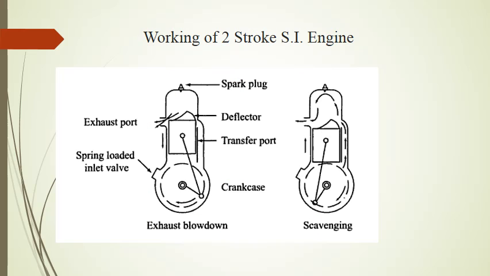Now we'll discuss the working of two-stroke engines. In the diagram we have shown the two-stroke SI engine. In two-stroke engines the cycle is completed in two strokes, that is one revolution of the crankshaft as against two revolutions of four-stroke cycle. The difference between two-stroke and four-stroke engines is in the method of filling the cylinder with the fresh charge and removing the burnt gases from the cylinder.